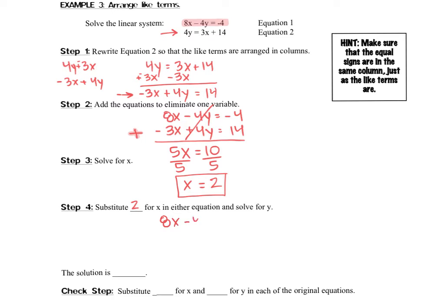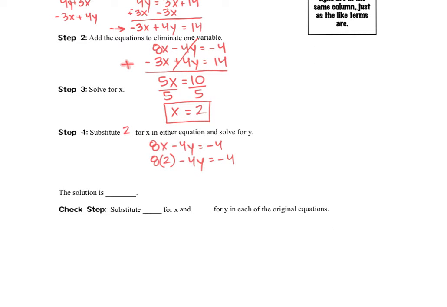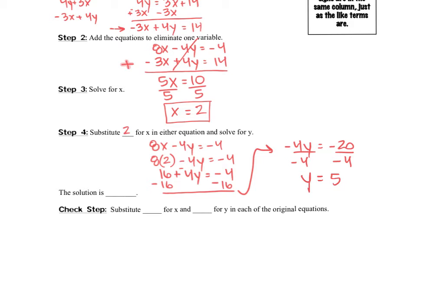So I have 8x minus 4y equals negative 4, and I'm going to plug in 2 for x, so 8 times 2 minus 4y equals negative 4. 8 times 2 is 16, and so now my goal is to get that y by itself, so I need to subtract 16. I'm going to come over here so I have more room. I have negative 4y, don't lose that negative sign, keep change if you need to, equals negative 20. I divide each side by negative 4. And I get y equals positive 5.